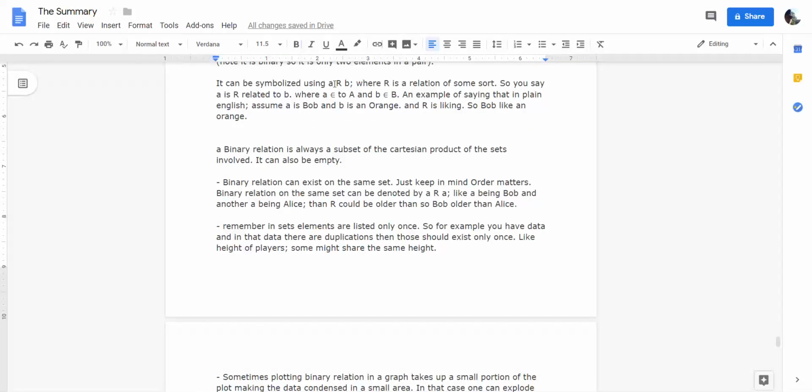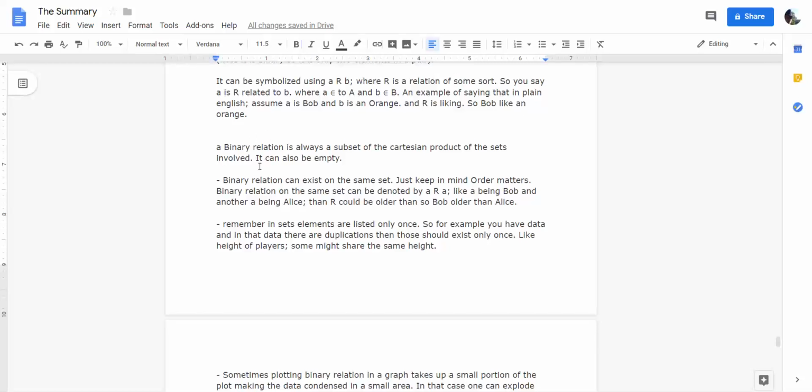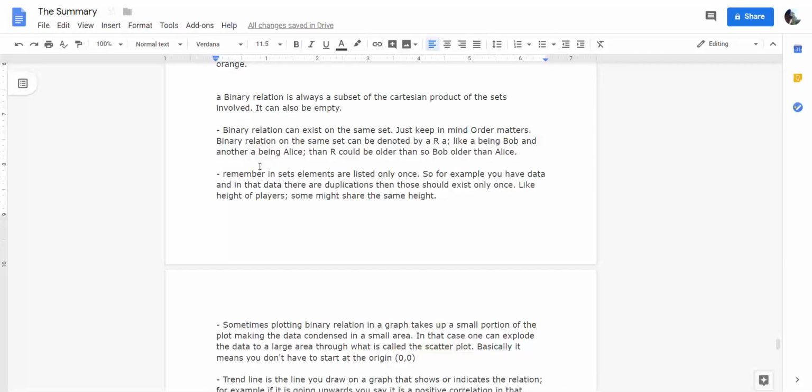It can be symbolized using A R B. So you can say A is related to B, where A and B belong to the set. A binary relation is always a subset of the Cartesian product. Usually the Cartesian product contains more ordered pairs. A binary relation can exist on the same set.